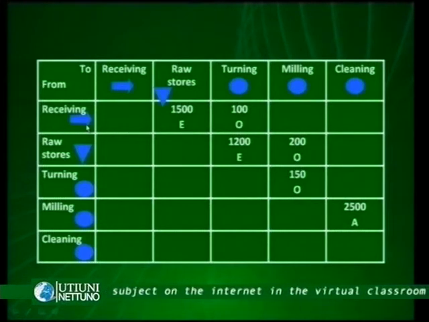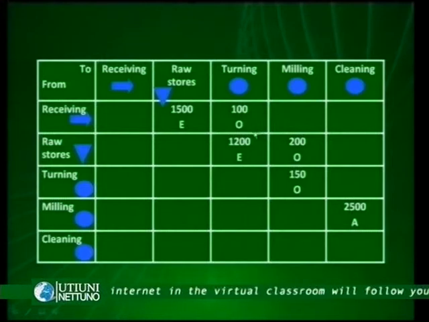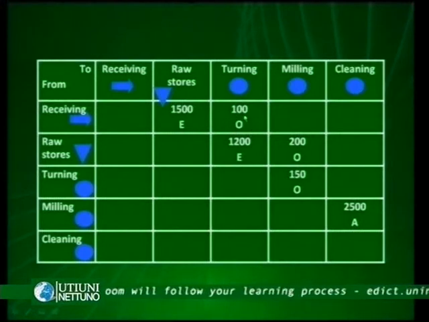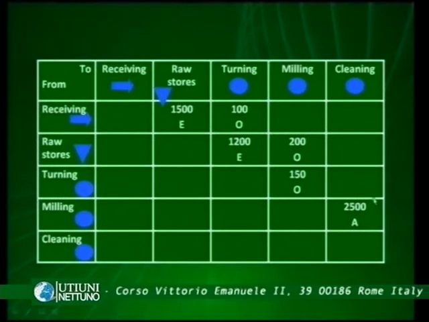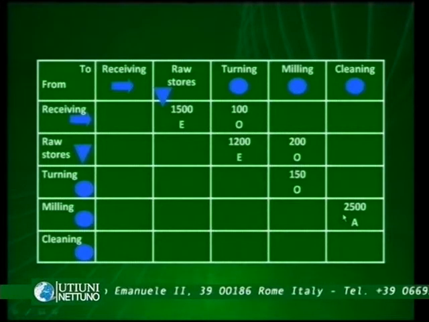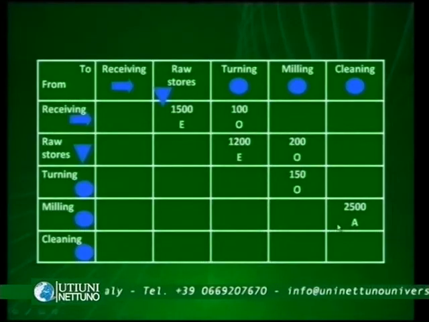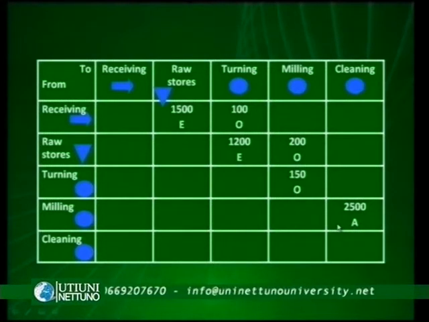When it comes to from receiving to turning, for example, this is another action. Then we have quantity 100 and the priority is lower, it's just ordinary. When it comes to another example, from milling to cleaning, the combination of two operations, we might have 2,500 and the highest priority, absolutely necessary, the interaction between these two areas. So the flow of materials relationships help the project depict the interactions among different areas, among different resources committed to the same project.